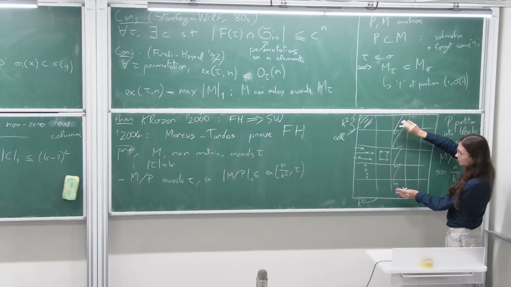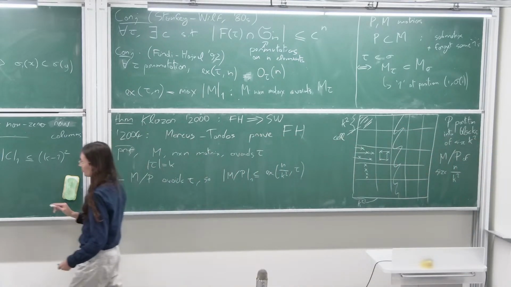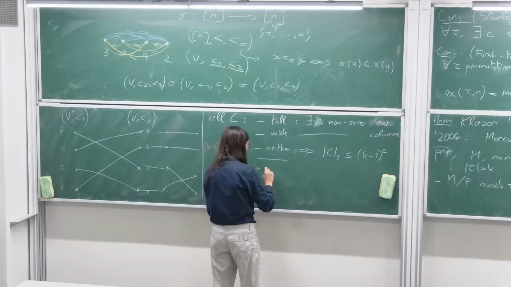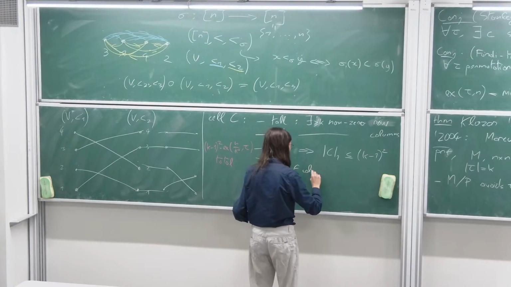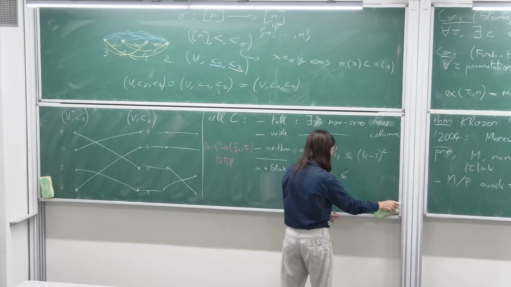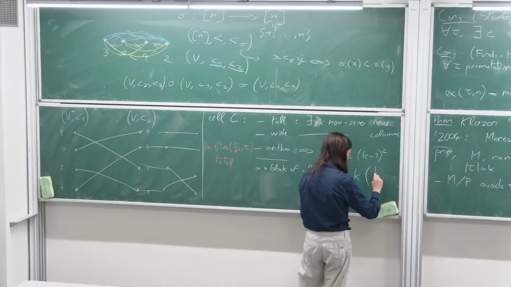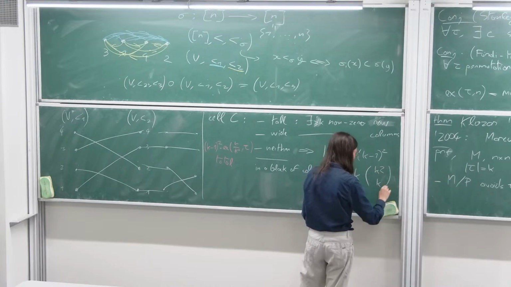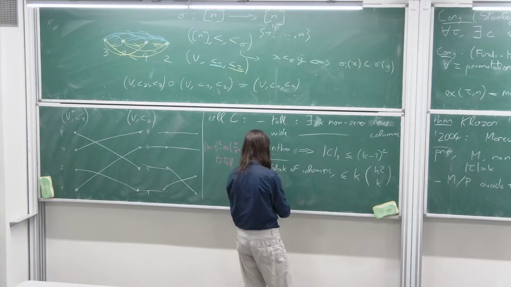So I have a bunch of cells, and some might be wide. How many wide cells can there be in there? So, in a block of columns, I claim that there are at most k times k squared choose k wide cells.